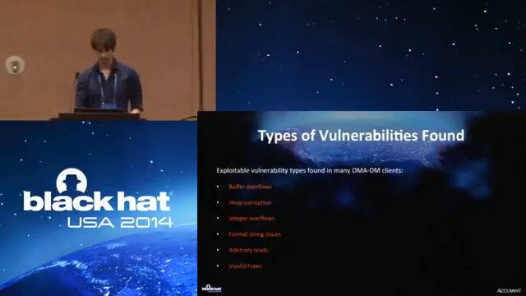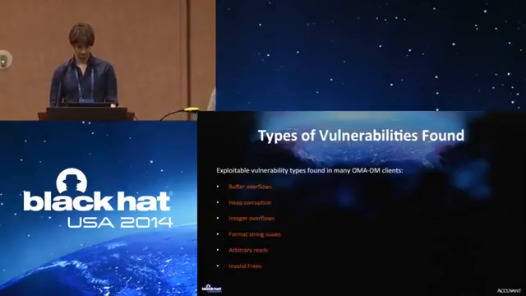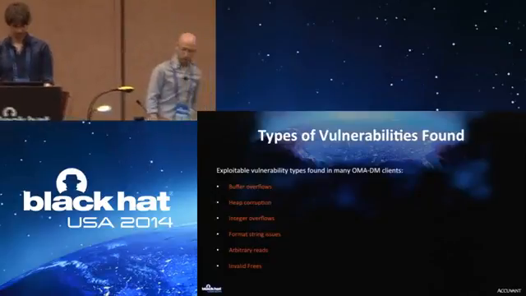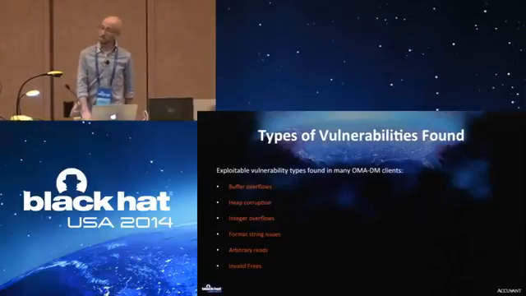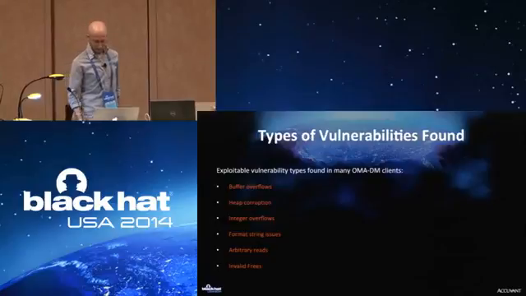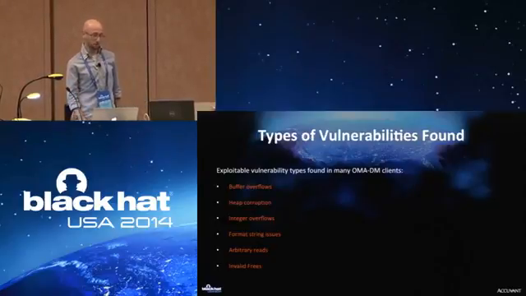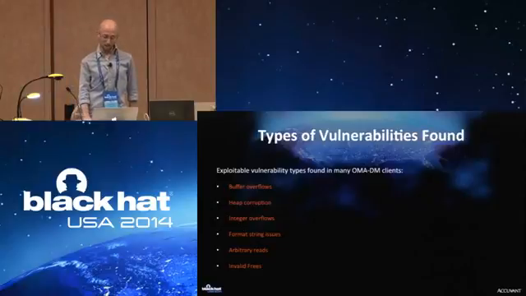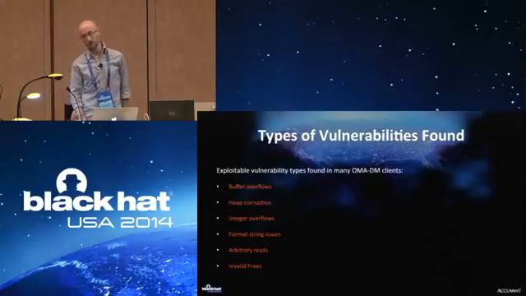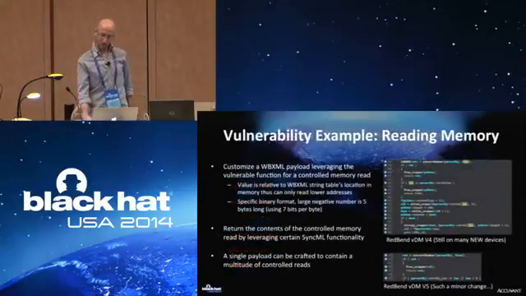So the types of vulnerabilities we actually found. On the clients that did not have the built-in functionality to install apps, which actually were a lot of them, we found a fairly significant set of memory corruption and related type vulnerabilities. Buffer overflows, heap corruption, integer overflows, format string issues, arbitrary reads, invalid frees, and others. I'll let Mark go into our favorite vulnerability, reading memory.